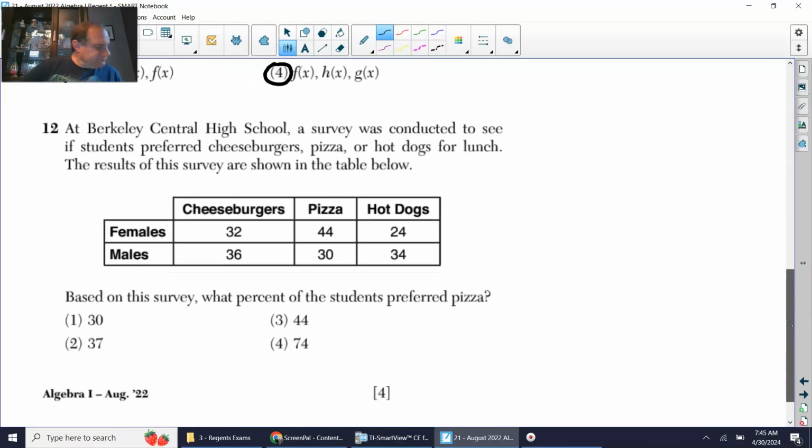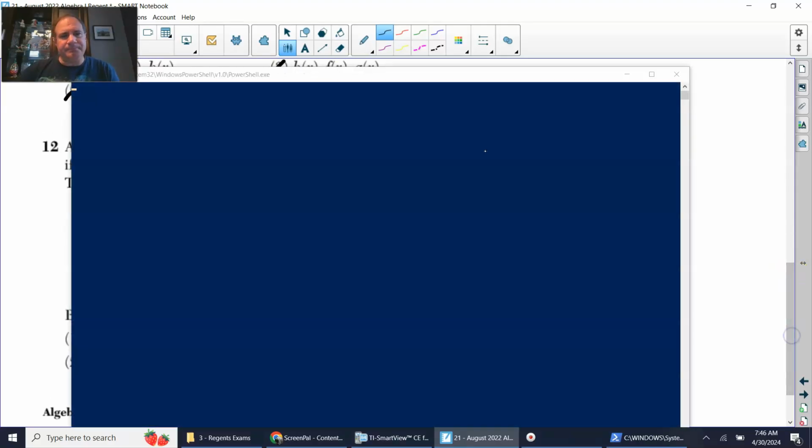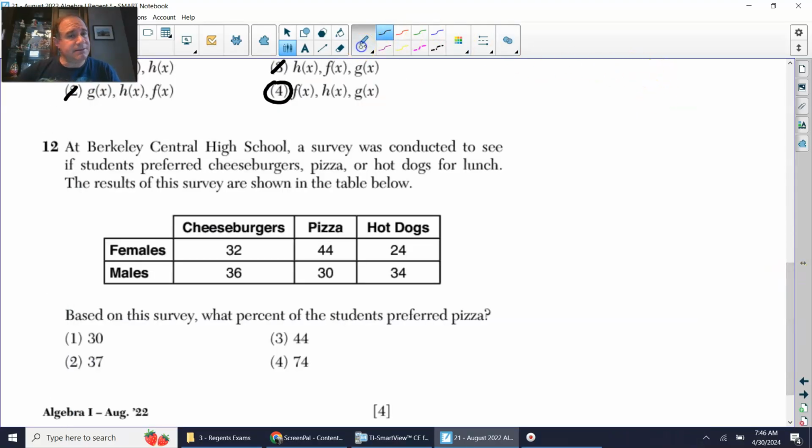For number 12, we're talking about a two-way table. It says at Berkeley Central High School, a survey was conducted to see if the students preferred cheeseburgers, pizza, hot dogs, or lunch. The result of the survey is shown. Based on the survey, what percent of the students preferred pizza? I know a lot of people like pizza. So you're looking for students that preferred pizza. And that's all students. So that means we have to add up all of these numbers. So I'm just going to add them down.